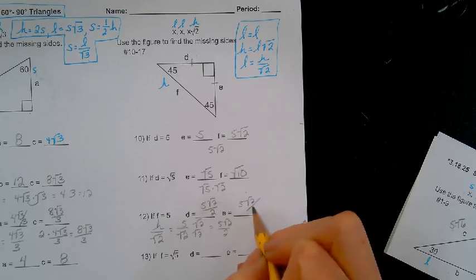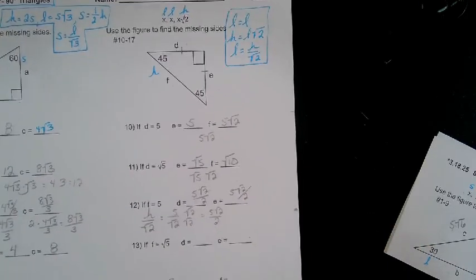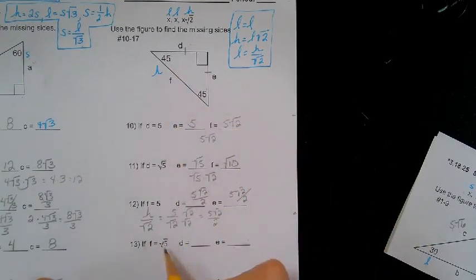Okay, if f equals the square root of 5, that's the hypotenuse. So the legs are going to be equal to the square root of 5 divided by the square root of 2. Rationalize this, and we get the square root of 10 on the top and 2 on the bottom. Our legs are the square root of 10 over 2.